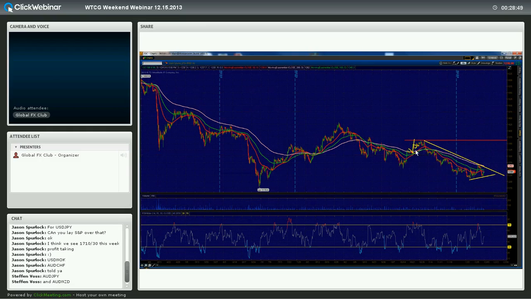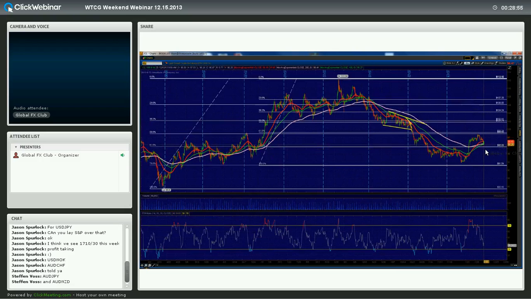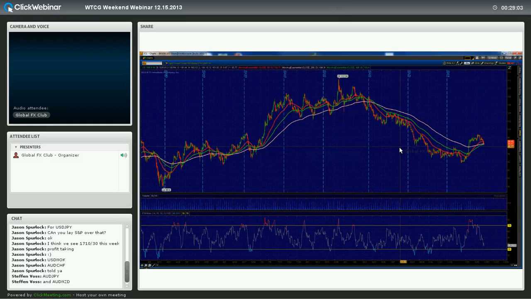Crude kind of started to roll over on Thursday and Friday, a little bit of head and shoulders action that started to break down. Could start to see crude lower. But this level right here, 95.50 to 95.30, is a nice support level on crude. We may see it hold up there.